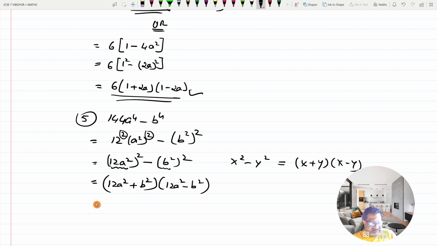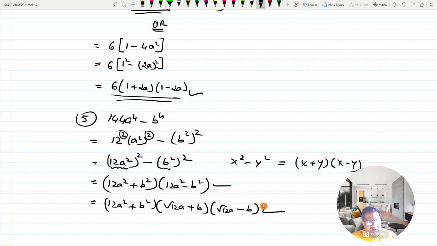Now this can be further factorized, because this is also a square minus b square. But even if you leave the problem here itself, no harm. Okay, it's correct. Or you can do this: 12a square plus b square into, this can be written as root 12a plus b into root 12a minus a b. Okay, so if you add this one more step, then also no problem. Otherwise, if you end your question here, then also no problem.